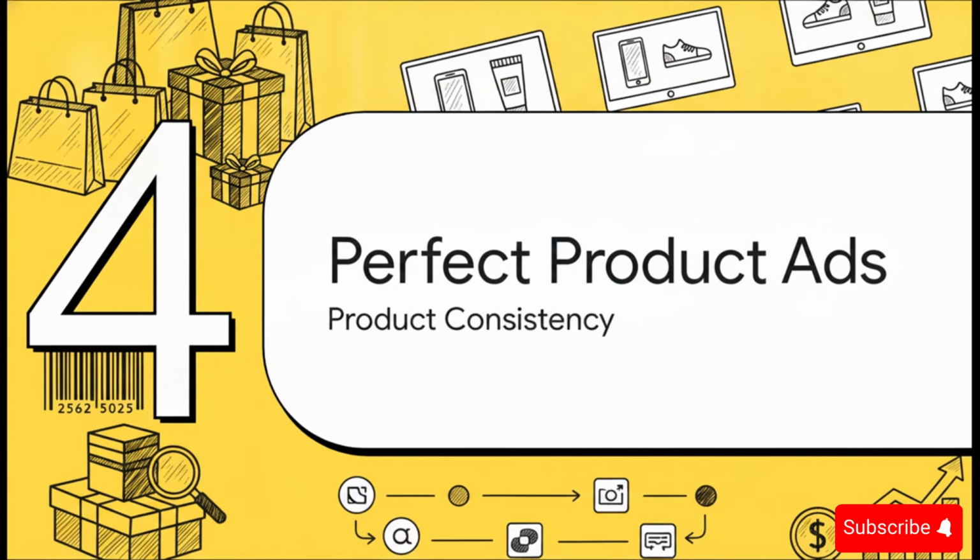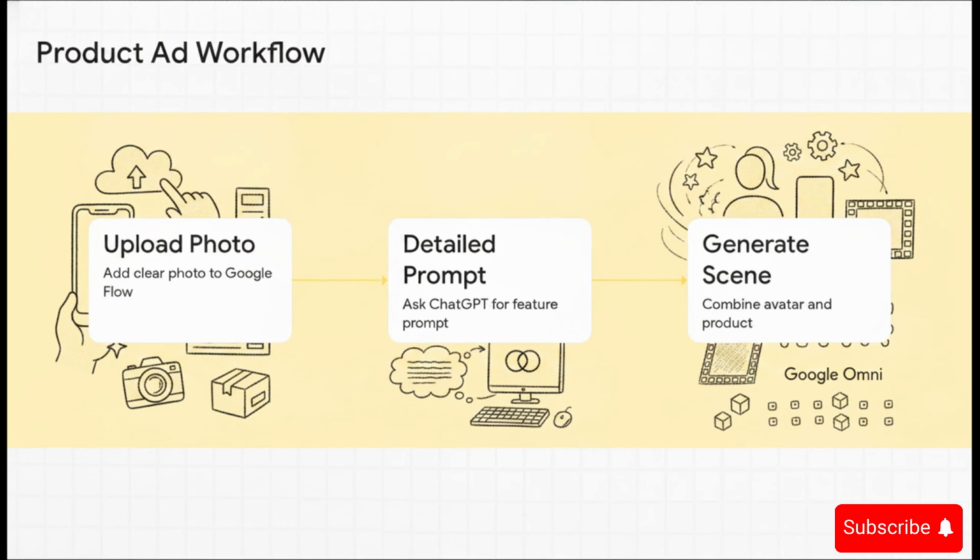All right, Section 4. Creating perfect product ads and maintaining product consistency. If you're a business owner or marketer, you'll love this. Here is the exact workflow to make product magic happen. Step 1. You upload a clear, real photo of your actual physical product directly into Google Flow's media library. Step 2. Feed that exact same image to ChatGPT and ask it to write a highly detailed prompt that specifically explains the product's physical features and benefits.